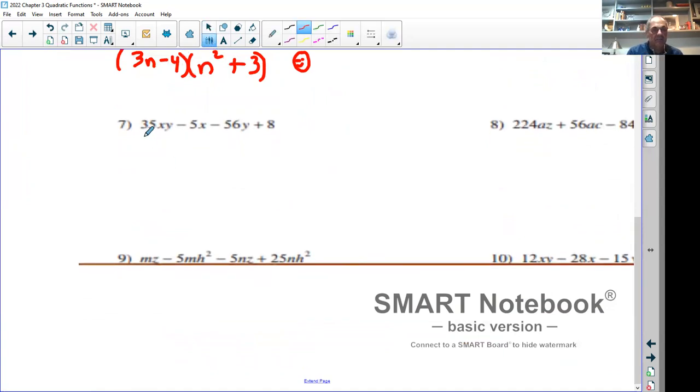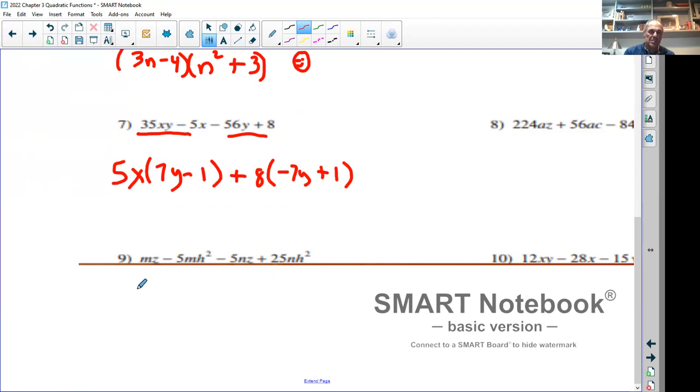Let's see what we got here. For 35 and 5, you can take out a 5 and an x, leaving you with 7y minus 1. Here for 56 and 8, I can take out an 8. And I'd have negative 7y plus 1. I did that purposely to show what happens when we don't get a match. 7y minus 1 does not match negative 7y plus 1. Kind of close. The signs are opposite.